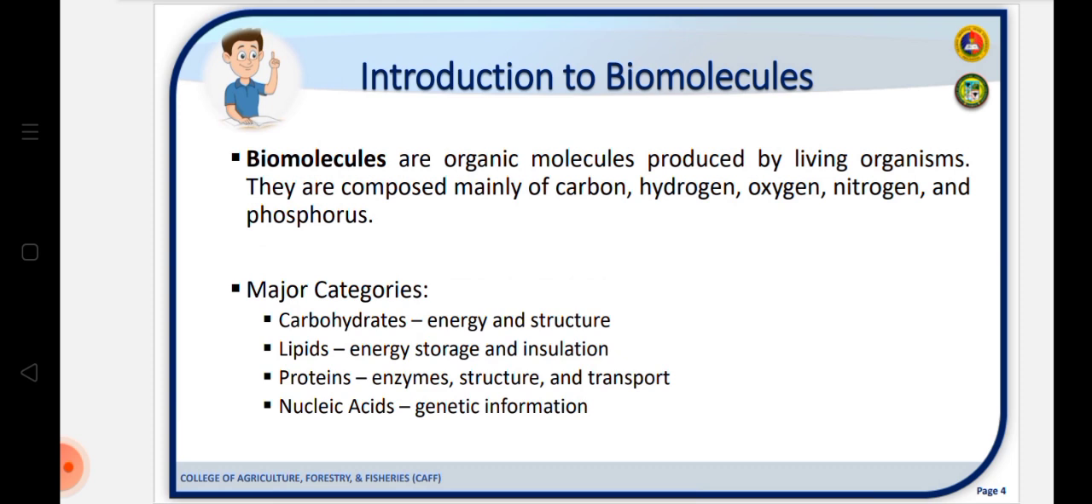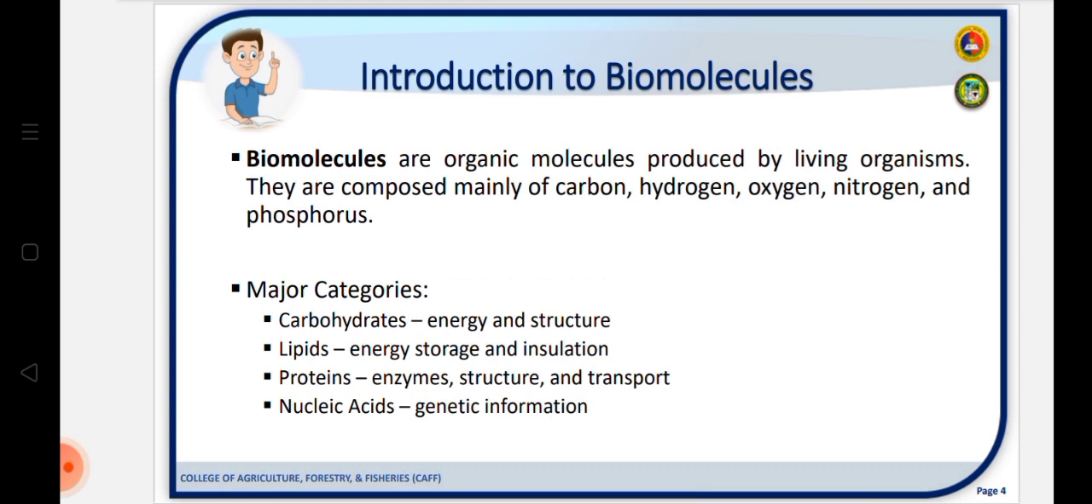Next one, we have lipids. Lipids are often misunderstood as just fats. In fact, lipids are crucial for long-term energy storage and insulation. They also form cell membranes which regulate what enters and exits the cell.